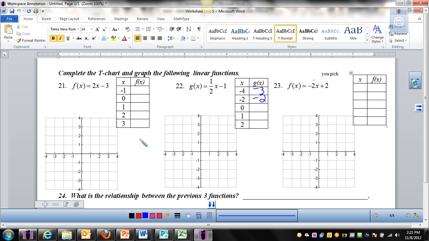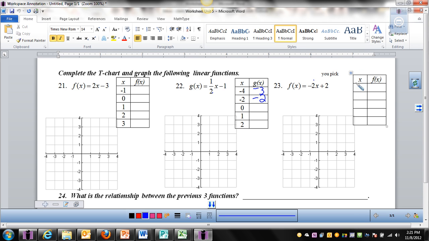Now, what happens if I had a 1/3? What if this was g of x equals 1/3 x? I'd probably have 3, 6, and 9. What if it was 1/5 on here? I would have had probably 5, 10, 15, stuff like that. Okay? So basically the numbers are chosen for you to help you out.